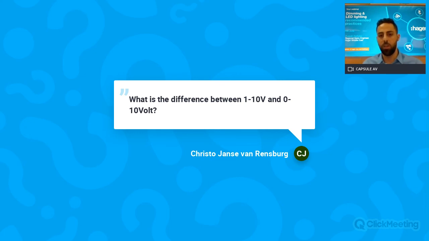So the 1 to 10 volt comes with a relay. This is mostly, by the way, used, 1 to 10 volt. So in the dimmer, if you look at the dimmer, you will see a relay for line and neutral, and you will see a 1 to 10 volt control signal. But basically, they are the same.